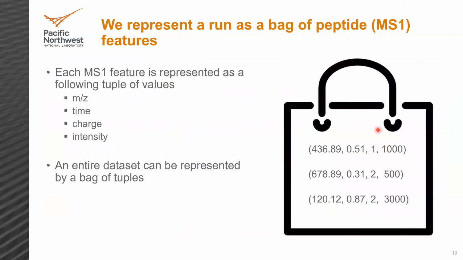So how do we represent a mass spectrometry run, a singular run? What we do is we represent a single run as a bag of MS1 features. We take all of our MS1 scans and send them through feature detection, specifically PIPE with MS, to get a set of MS1 features. Each feature has 4 values: m/z, time, charge, and intensity.